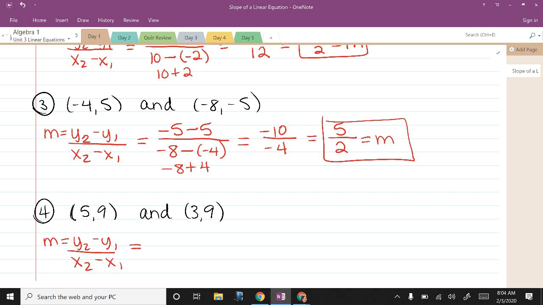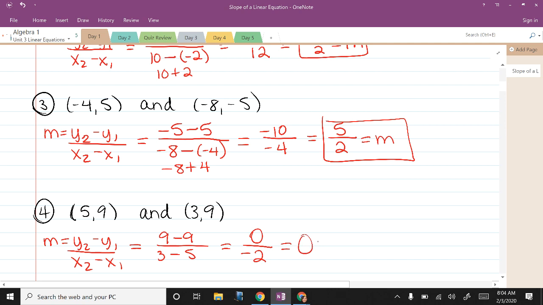All right, what's y2? 9 minus what's y1? 9 over what's x2 minus x1? 5. And what's 9 minus 9? 0 over what? -2. What is 0 divided by -2? It is 0. The slope is 0. What does it mean if the slope of a line is 0?